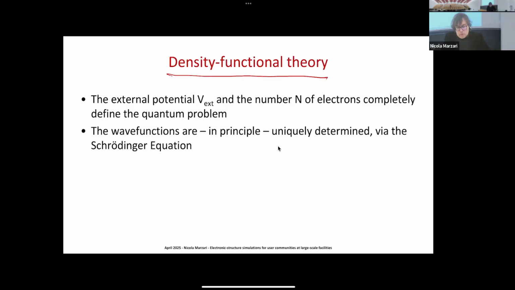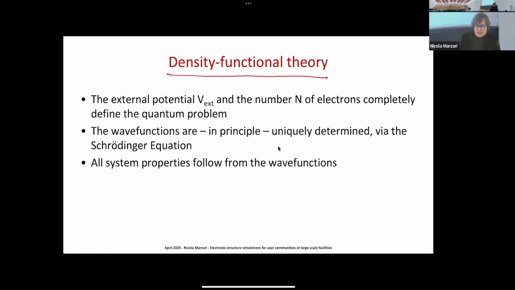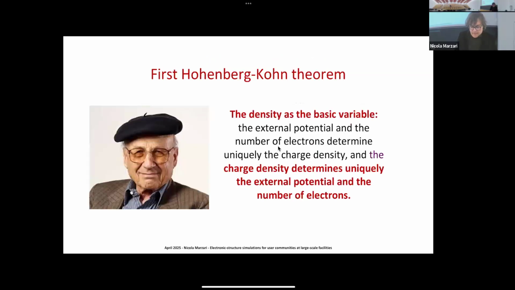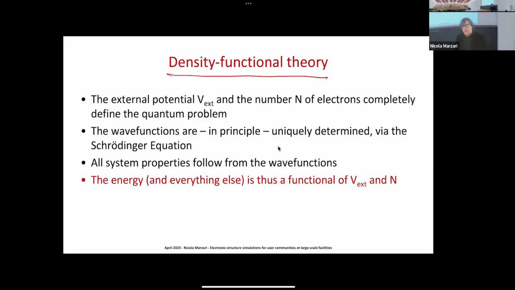So now, at least in principle, if I give a new V(x) and capital N, if I were a magician, I would know what the ground state wave function is. I just need to solve the Schrödinger equation. Forget that I cannot solve it in practice, but at least in principle, I have everything that I need. And if I have the ground state wave function, I have all the ground state properties of my system, including the energy of the system.